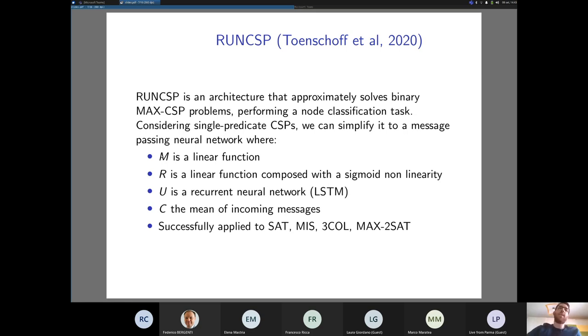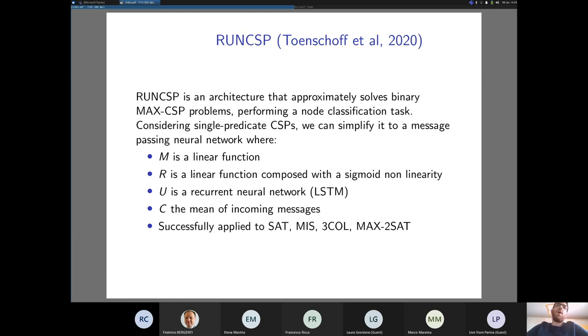And in particular, the message function is a simple linear function that maps real valued vectors from R128 to the same dimensions. R is a linear function from the same dimensions augmented with a sigmoid nonlinearity. U is a recurrent neural network, basically a long short-term memory cell. And the aggregation function is a mean, so it's not a neural network.